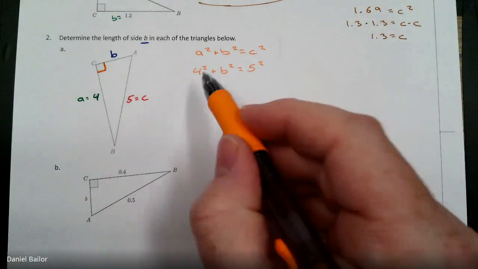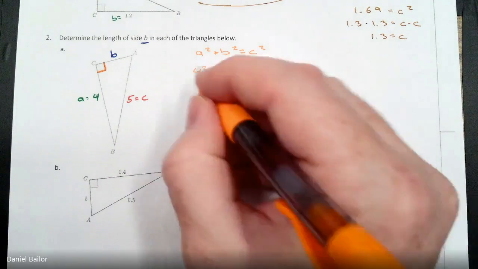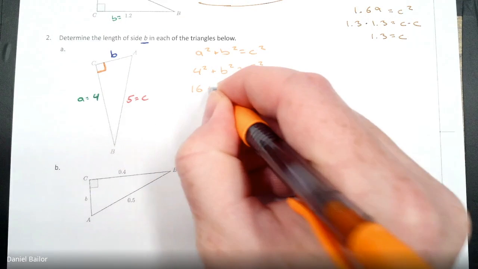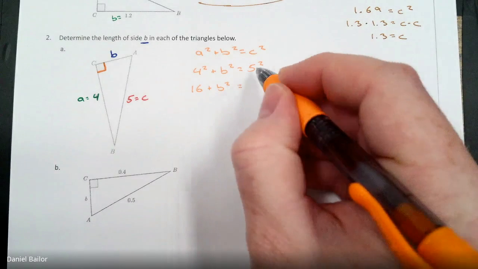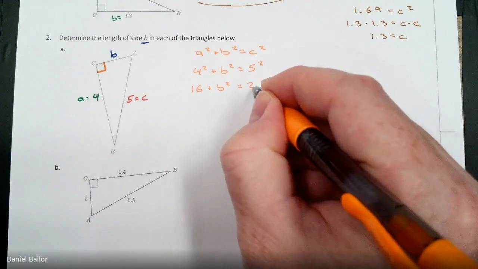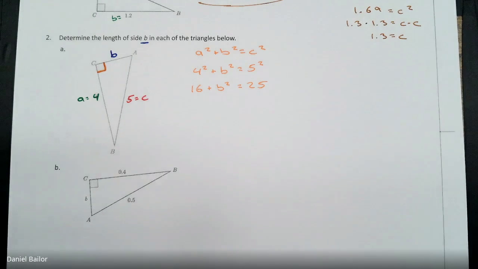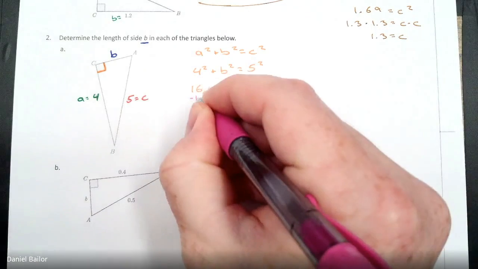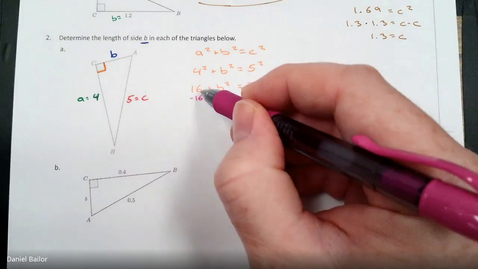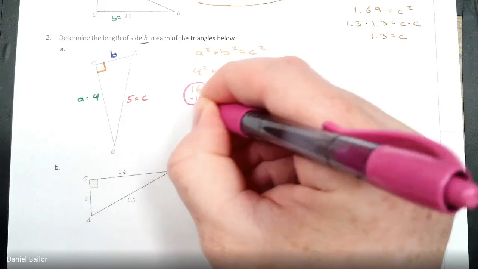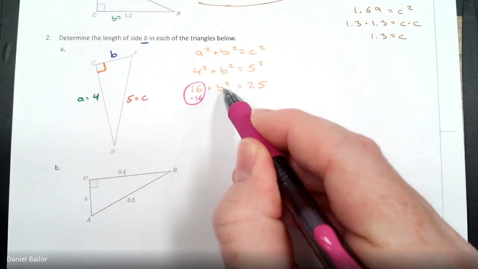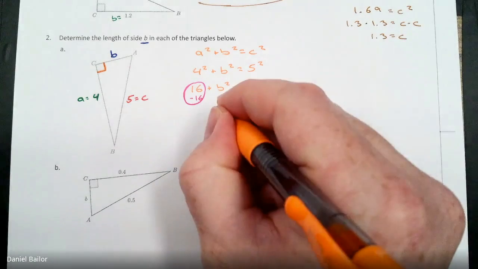Let's just solve this. 4 squared is 4 times 4, which is 16. B squared stays the same. We still don't know it. 5 squared is 5 times 5, which is 25. Now we want to get the b all by itself. So what I'm going to do is minus 16 to this side, because 16 minus 16 is 0, and 0 plus b squared is just b squared.